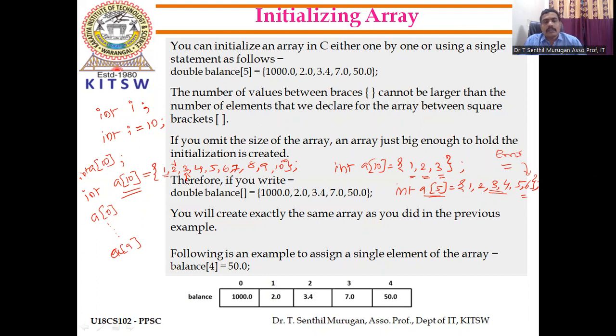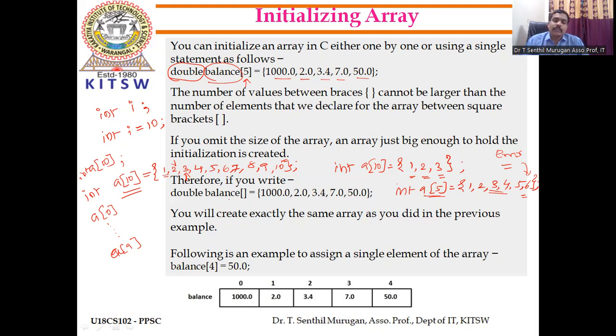Here they have declared one array with the data type double and the array name balance. The maximum number of values is 5. Here 1000 is one value, 2 is one value, another is 3.4, another is 7, another is 550. These values are stored in balance of 0, balance of 1, balance of 2, balance of 3, up to balance of 4. So this is one of the methods.